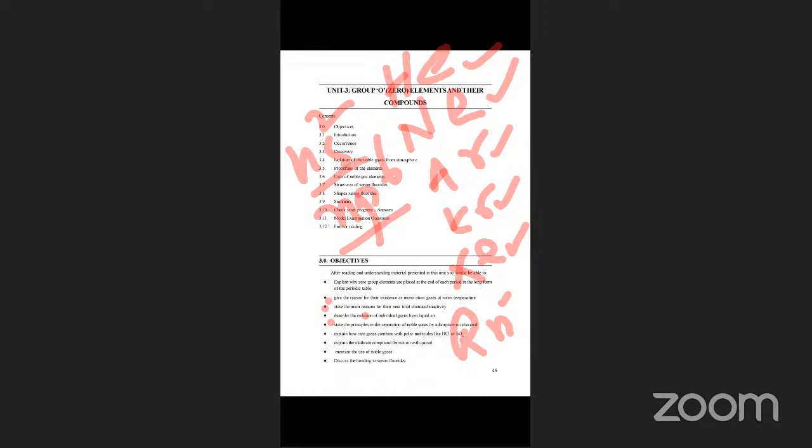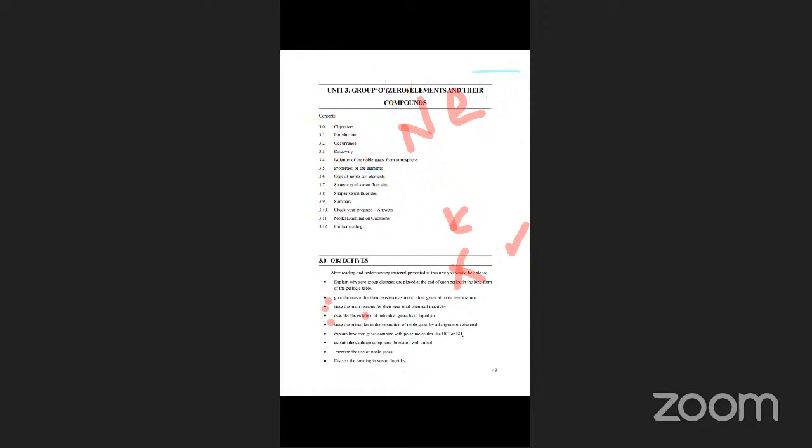Explain how rare gases combine with polar molecules, like HCl and SO2. Explain the clathrate compound formation of quinol, and mention the uses of noble gases. How the noble gases are used. Discuss the bonding in xenon fluorides. These are the main concepts, the main objectives we have to learn in this chapter.